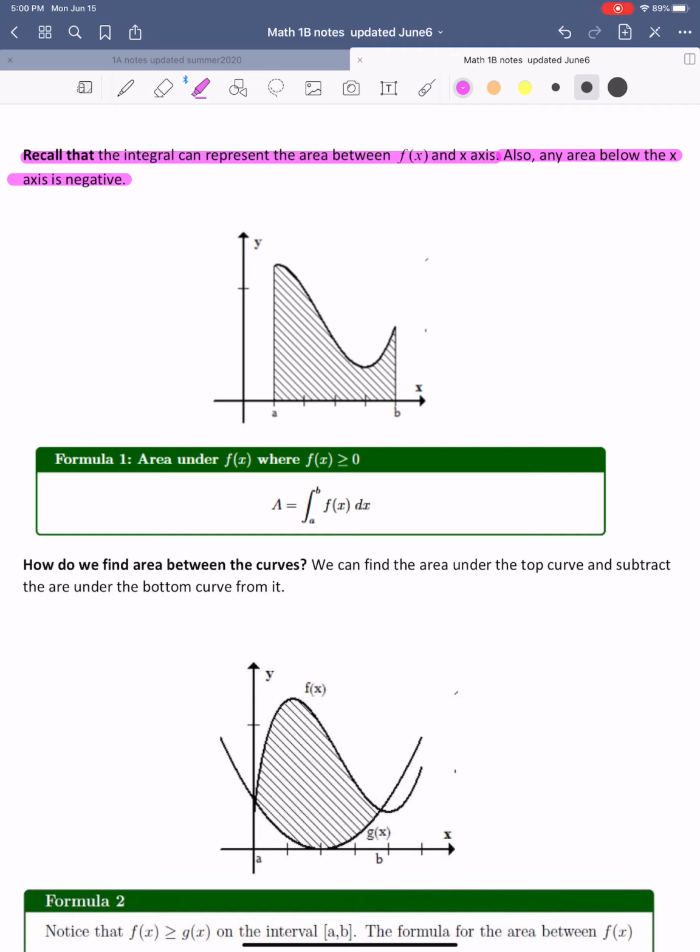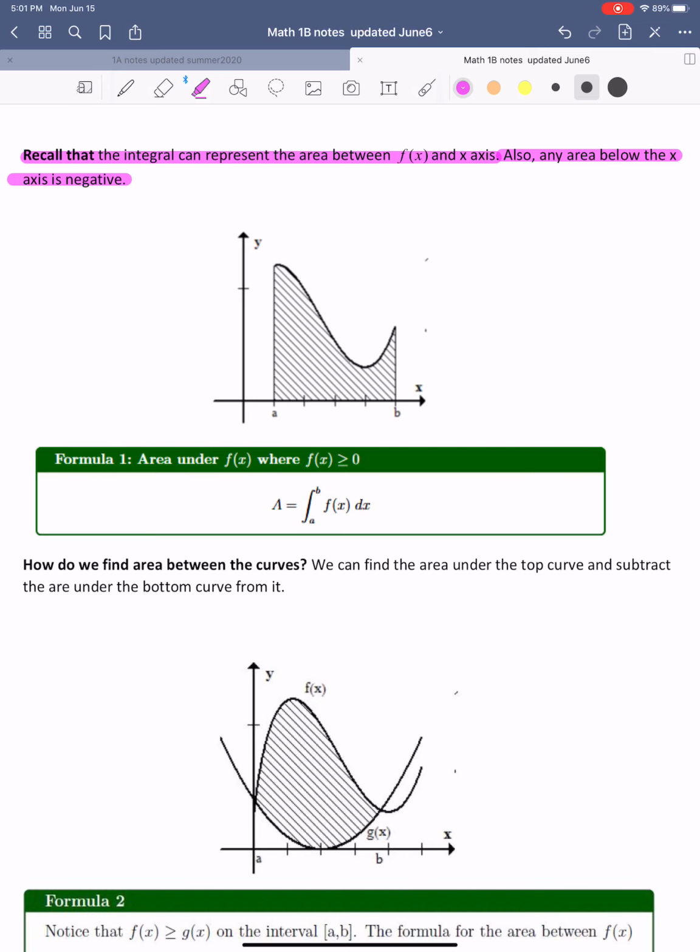A few things you'll have to keep in mind if you have y as a function of x or x as a function of y. You'll also have to realize which one is a top curve, which one is a bottom curve, and you also need to find points of intersections of those two curves or three curves or four curves, whatever you're dealing with.